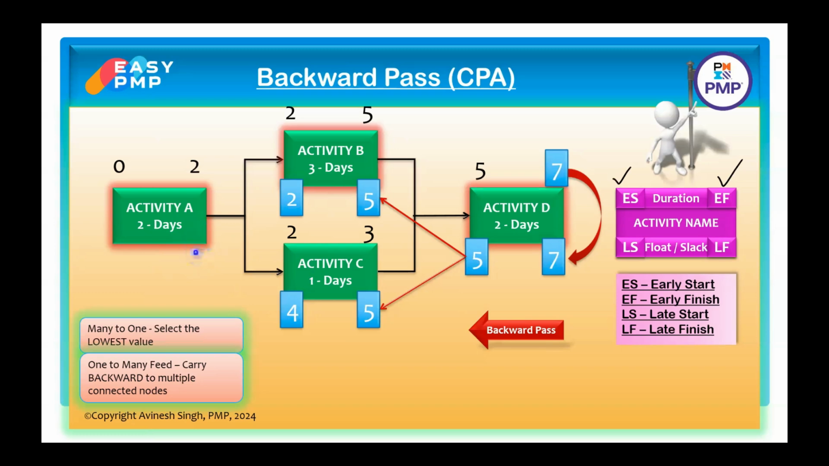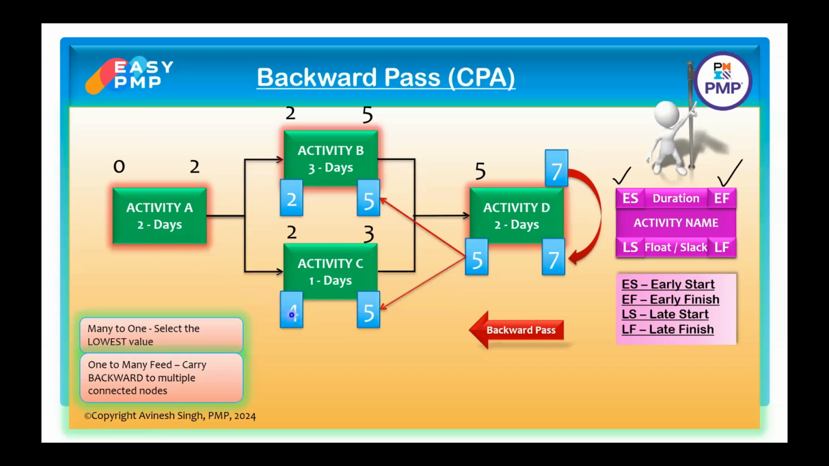If A finishes on the fourth day, then activities B and C both must start on the fourth day. But you are seeing that activity B is starting on the second day. This implies activity A must end on the second day. So when activity A is ending on the second day, activity B can start on the second day. But why is activity C starting on the fourth day in place of 2 days?